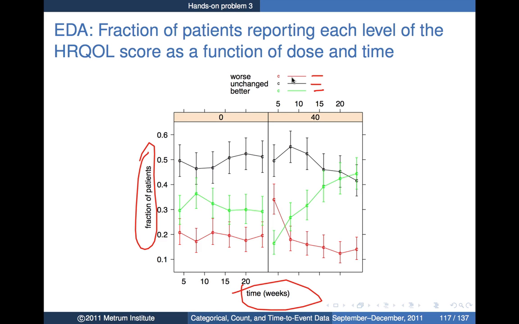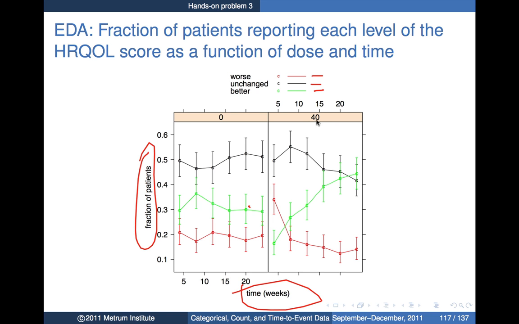So we can see that if we look, for instance, at unchanged here, we can see that roughly 50% of the patients pretty much right from the get-go sit right at the unchanged pretty much throughout the trial. And then we have about 20% of the patients report being worse, again pretty much constant throughout the trial, and then about 30% report feeling better. Again, staying roughly constant over the trial in the case of the placebo treatment.